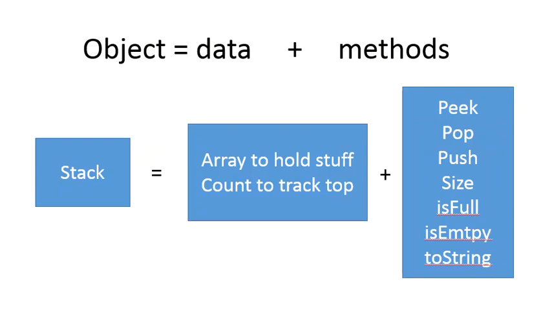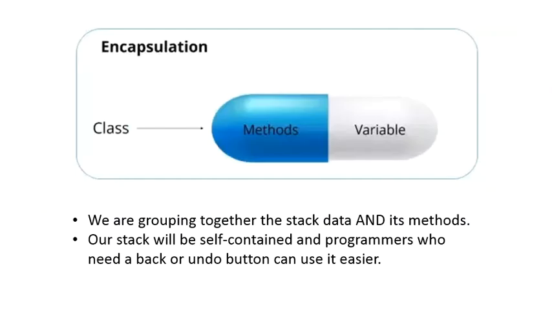So I just want to remind you that an object we had defined as data and the methods that act on data. So a stack is an array to hold the stack stuff and a counter variable that tracks the top of the stack. And it's also these functions. So peek allows you to see the top, pop allows you to pull something off, push allows you to put something on, size is, what's the size, is full, is empty, or, well, is it full, is it empty, and a toString function, which actually isn't in the classic stack, but I put it in just to make our coding better. And the stack is really good for encapsulation.